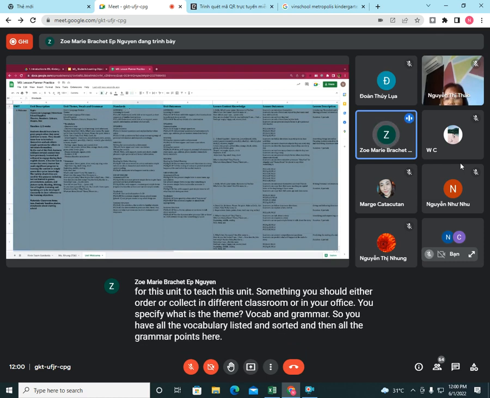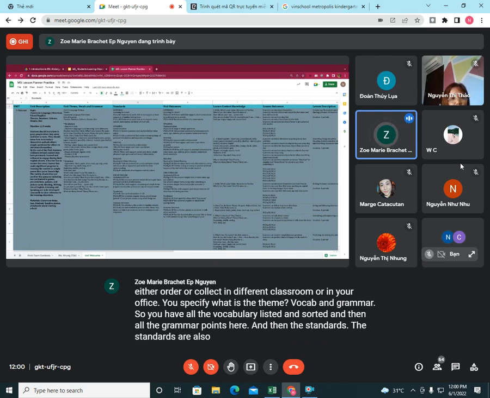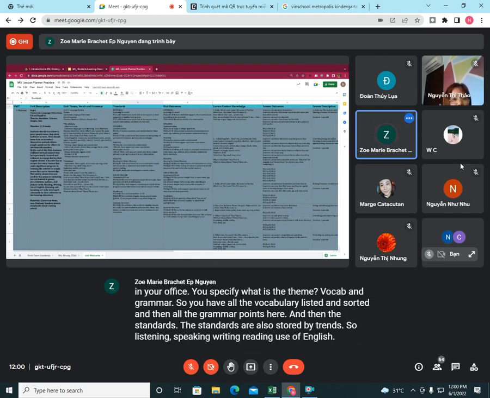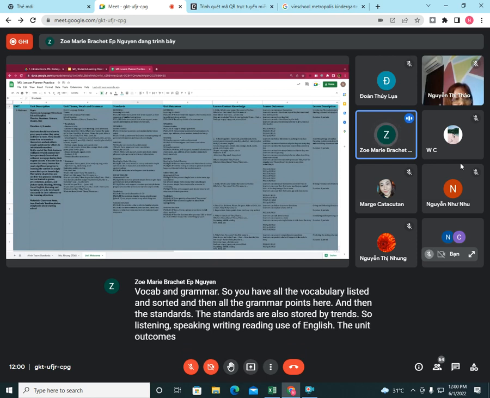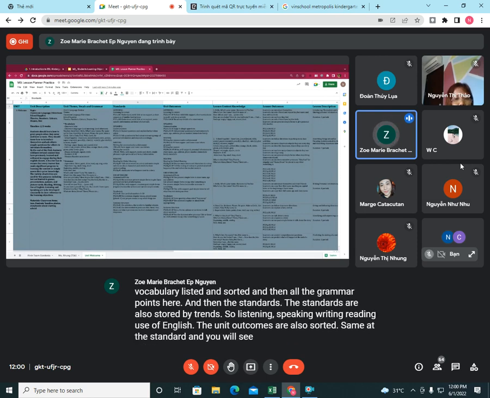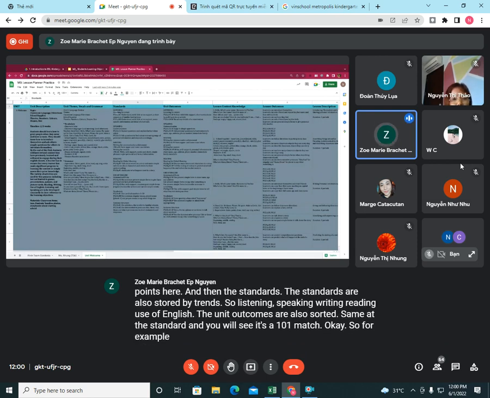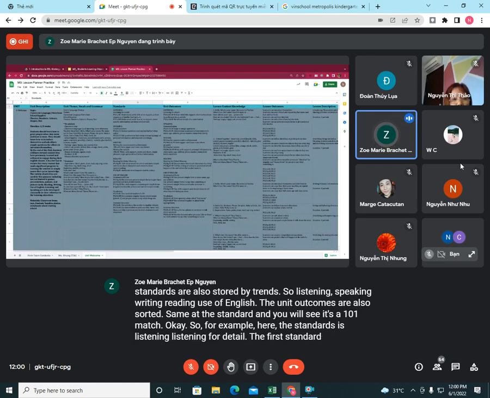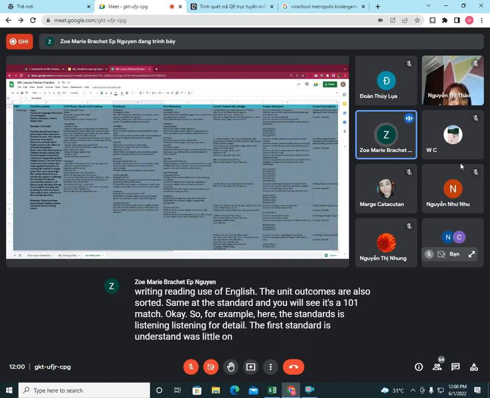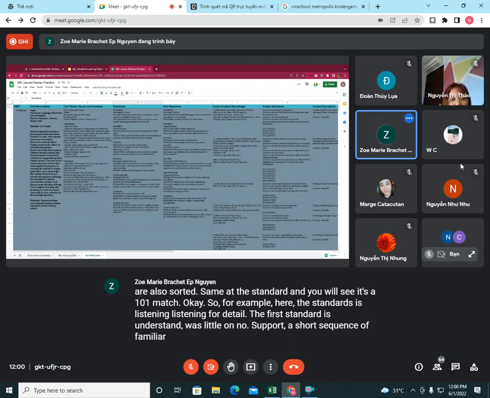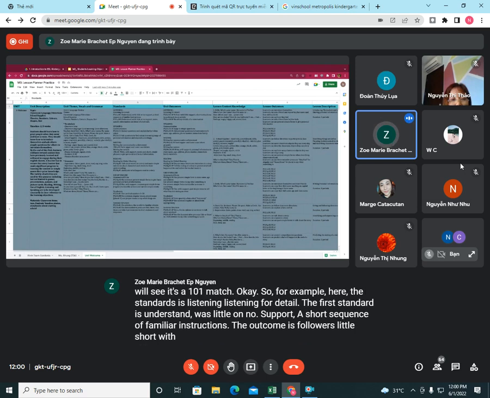And then the standards. The standards are also sorted by strands: listening, speaking, writing, reading, use of English. The unit outcomes are sorted the same as the standards, and you will see it's a one-to-one match. For example, here the standard is listening for detail. The first standard is understand with little or no support a short sequence of familiar instructions. The outcome is follow with little support short instructions to participate in an activity.